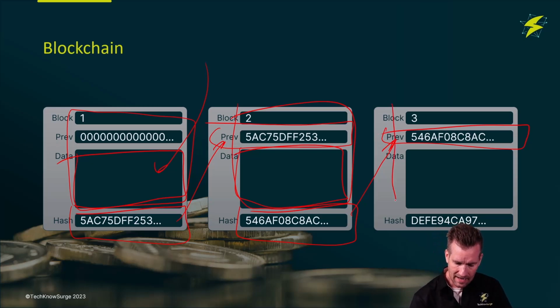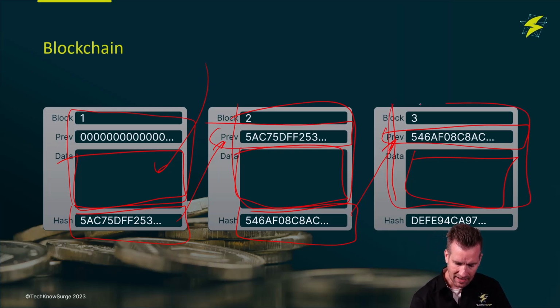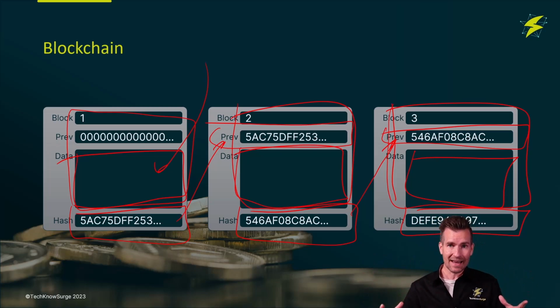Then this data gets entered into this data box here. It gets hashed again, and we create a new hash for it. This is what's called the chain. This is the blockchain that we are creating with this.